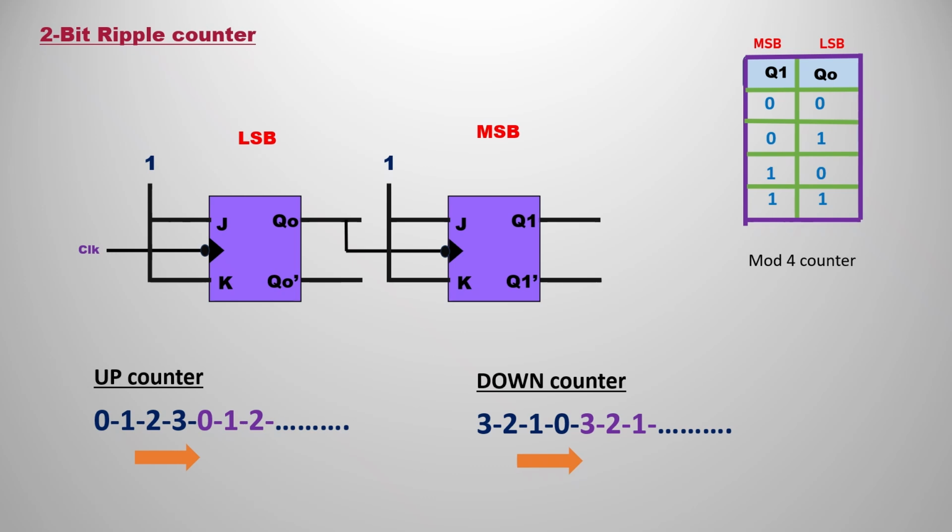As this is counting from 0 to 3, we have a total of 4 states, so we can call it a mod 4 counter, or a 2-bit ripple counter. The asynchronous counter is also known as the ripple counter. It has two names, ripple or asynchronous, both are the same. Remember, first we are using negative edge triggering, so you are going to connect Q0 to the next clock.